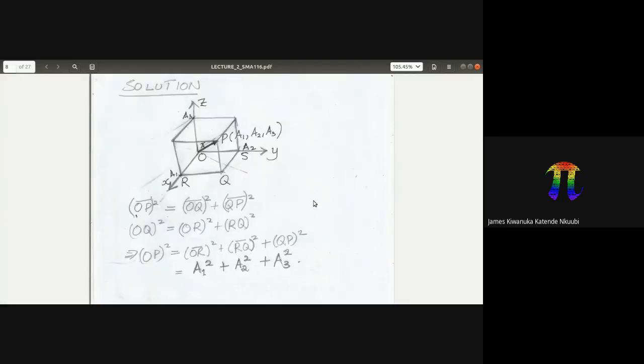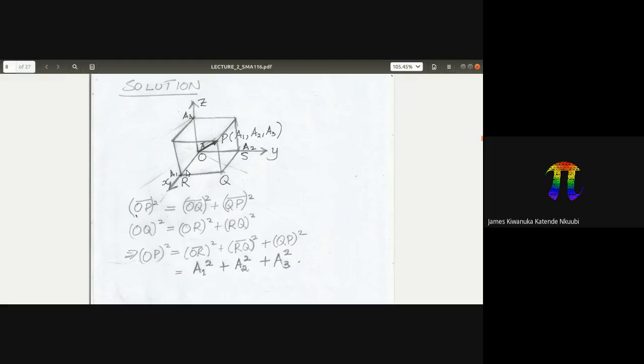Now, OP, we can replace, you see this OQ, we can replace it with this term. So we replace this OQ squared with the whole of this. Someone is trying to join. I'll admit them. So when we replace this term for OQ, we end up with this expression that OP squared is OR squared plus RQ squared plus QP squared.